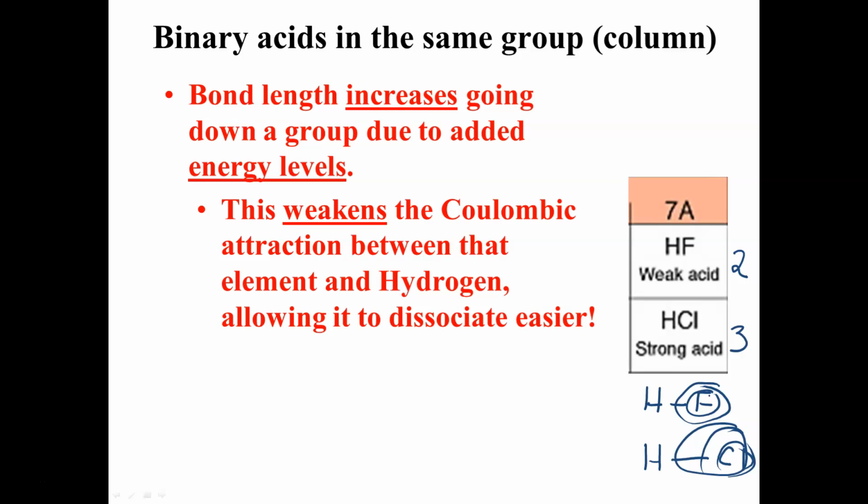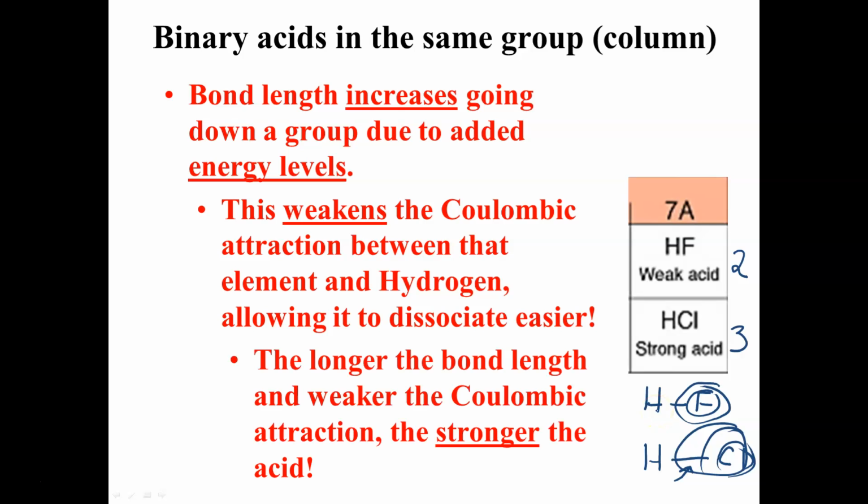All right, so this is a weaker bond right here in HCl than HF. So the longer the bond length, the weaker the Coulombic attraction, the stronger the acid, because for HCl, since this is a longer bond, and therefore a weaker Coulombic attraction because it's further away, this hydrogen could break and dissociate easier, or be donated easier to something else compared to HF. All right, so pretty simple. Longer bond length, the stronger the acid is going to be due to a weakened Coulombic attraction.